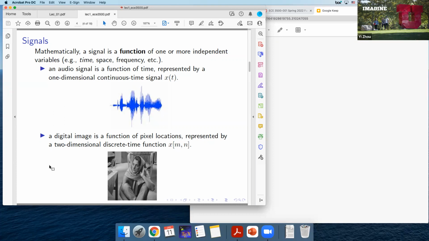So therefore, we can say that this image can be regarded as a function, and it has two variables, m and n, that index the pixel locations in this two-dimensional space. For example, if we want to look at the value of a particular pixel, you just need to find out its locations m and n, and plug in the values of m and n. This function will return that pixel value.